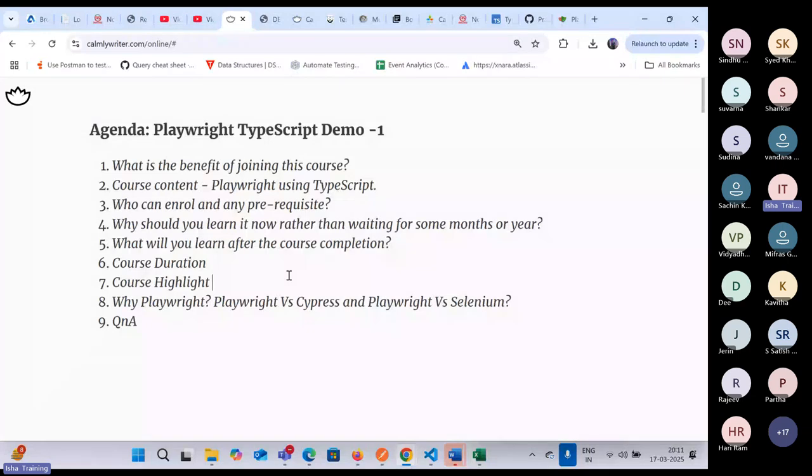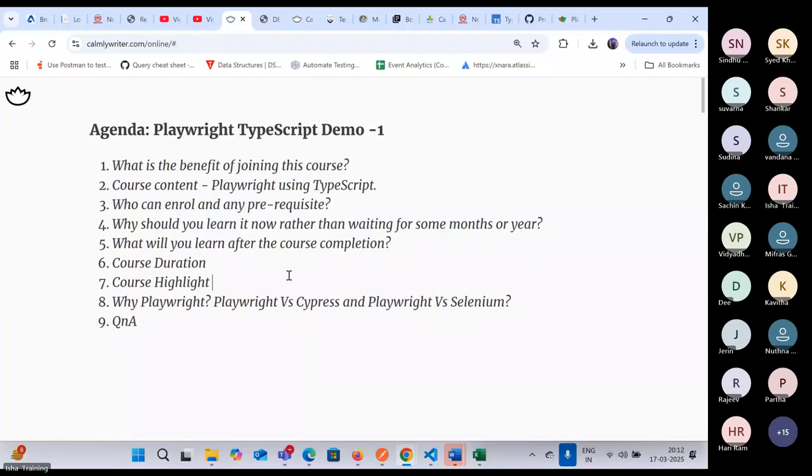Regarding the agenda for today, you should be able to see a few items on the screen, which cover some of the questions that we have. Everyone should have this kind of question, which I usually take in the demo: what is the benefit of joining the course? When you invest some amount of money and time in learning, what will be the benefit of joining? What is the course content that we'll go through over the course duration?